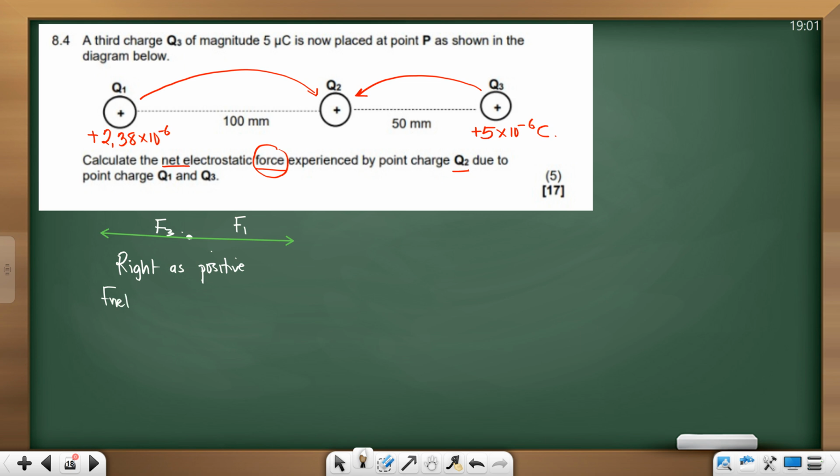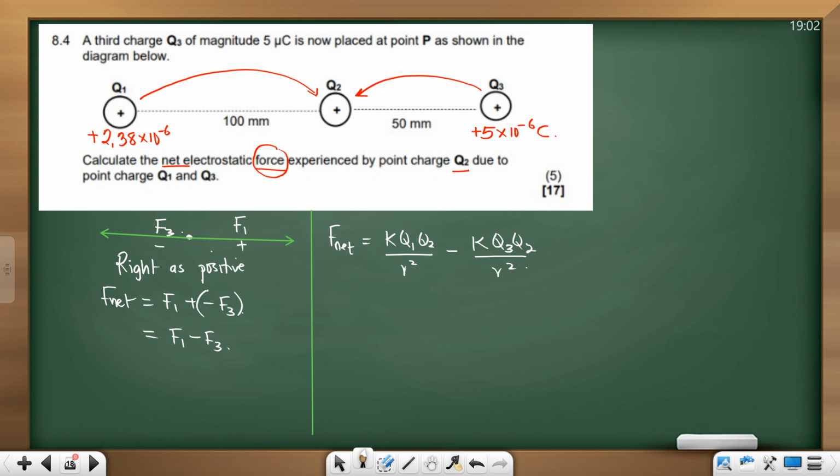Right as positive. F net will therefore be equal to F1 plus negative F3. Does that make sense? Which is F1 minus F3. Easy peasy. Now, what is F1? So once again, free body diagram is right. Life becomes easy. k Q1 Q2 over r squared minus k Q3 Q2, because our focus is on Q2. 9 times 10 to the power 9. What is our Q1?